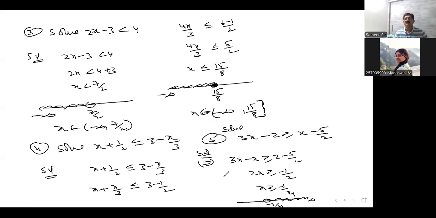So what's your answer? Your answer is like this: x belongs to closed minus 1/4 to infinity. Okay. Is that clear? This is type 1. And type 2, you see. What is that? Type 2 is very simple.